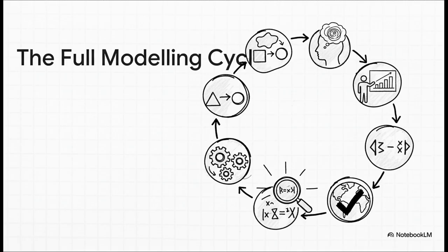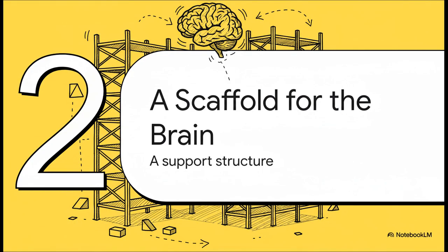From constructing a mental model and simplifying it, to doing the math, and then, and this is key, interpreting and validating your results back in the real world. It's really no wonder students get lost somewhere in this cycle. So, if the process is that complicated, how in the world are we supposed to teach it? Well, that brings us to this really cool idea of building a temporary support structure, a scaffold for the brain.